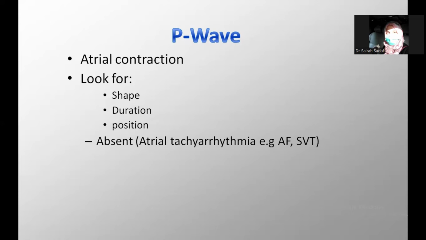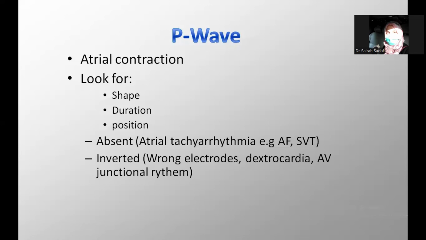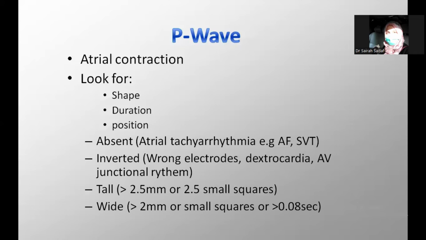All right. Now, it may be absent in atrial tachyarrhythmias, atrial flutter, atrial fibrillation, and supraventricular tachycardias, as I have already mentioned. It can be inverted due to wrong placement of electrodes, dextrocardia, or AV junctional rhythm. I'm sorry for the spelling mistake. Now, it can be tall and it can be wide. This is very important. Tall means more than 2.5 millimeters or more than 2.5 small squares. And wide means more than 2 small squares or 2 mm, right?